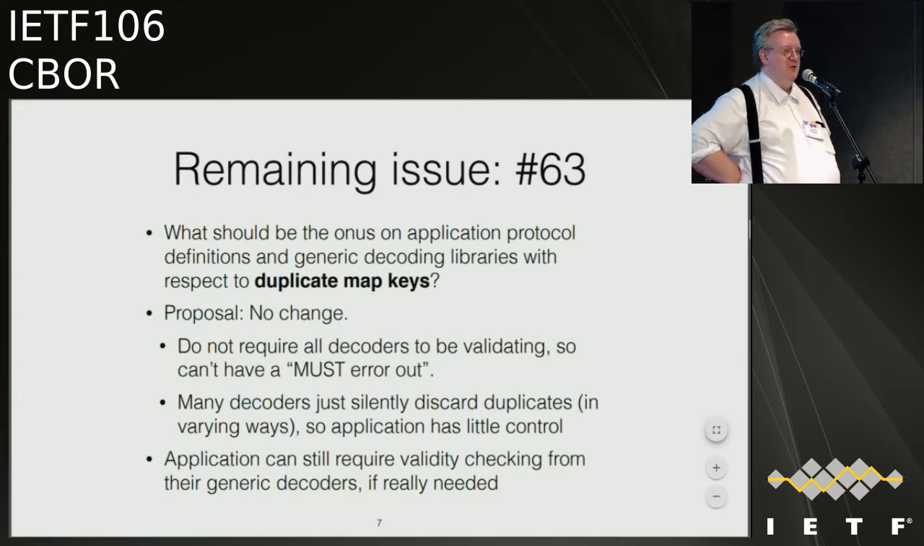But I would not be happy with requiring generic decoders to always take the first, because that is expensive in certain situations. It's those situations where the generic decoder generates a platform dictionary from the data. Then you just take the key value pairs and stash the values under the keys into the dictionary. And when you're done with this, the last one has won.